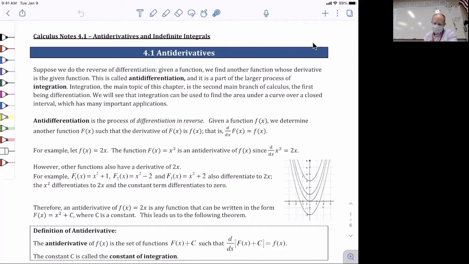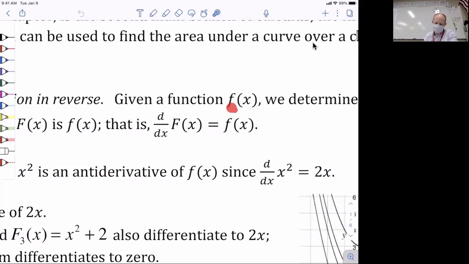So if we're given a function f at x, we determine another function, now we're going to call that capital F at x, such that the derivative of capital F at x is f at x. So notation-wise, this is kind of what we're looking at right here. So what we kind of say then is that this capital F at x is the antiderivative of the lowercase f at x, because its derivative is f at x.